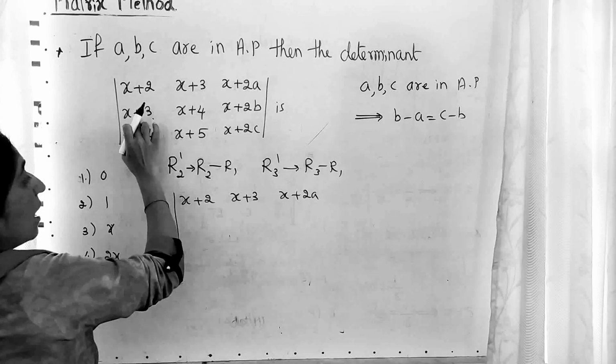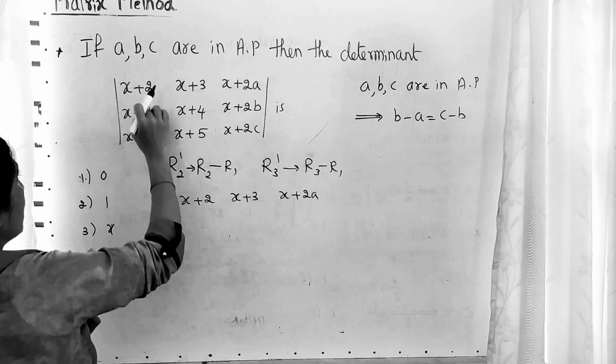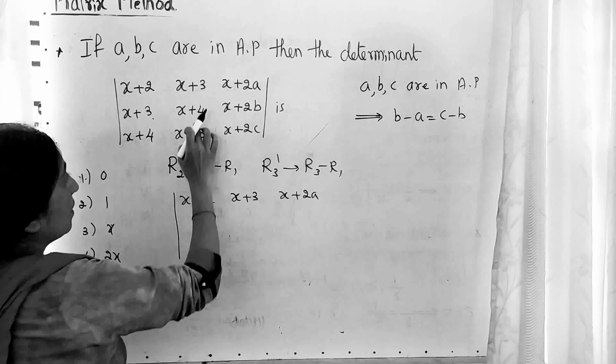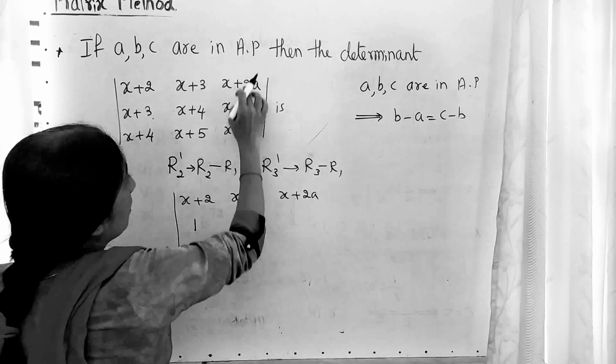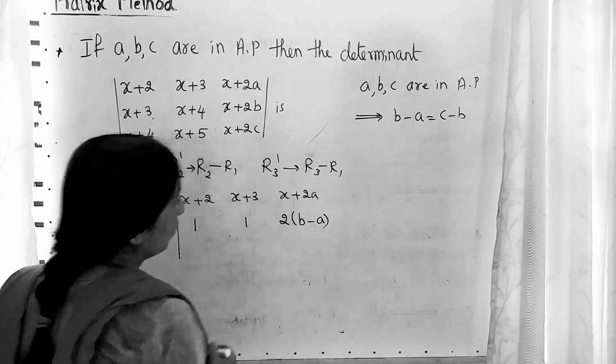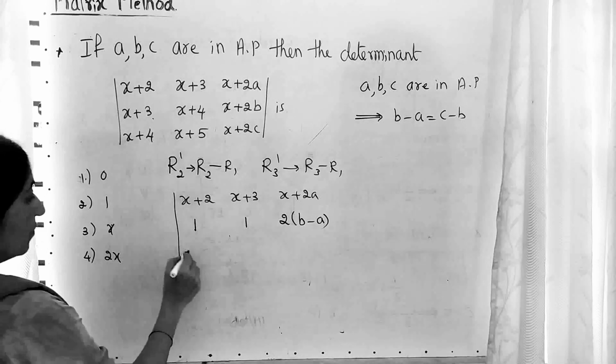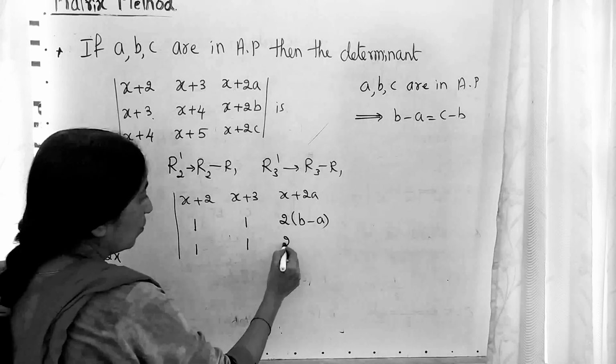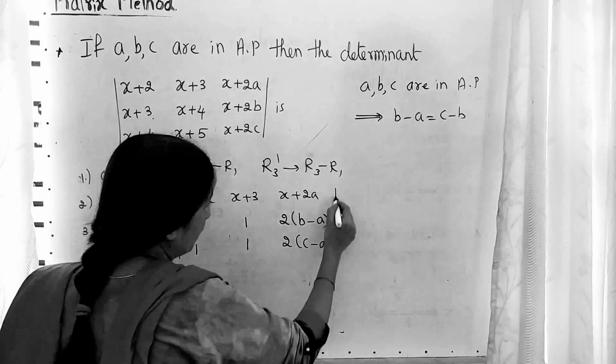See, what is R2 minus R1? x and x get cancelled. 3 minus 2 is 1. Here this is 1. Here 2b minus 2a is constant, b minus a. Correct or what? Next, this minus this: 1, 1, 2 common, c minus a.